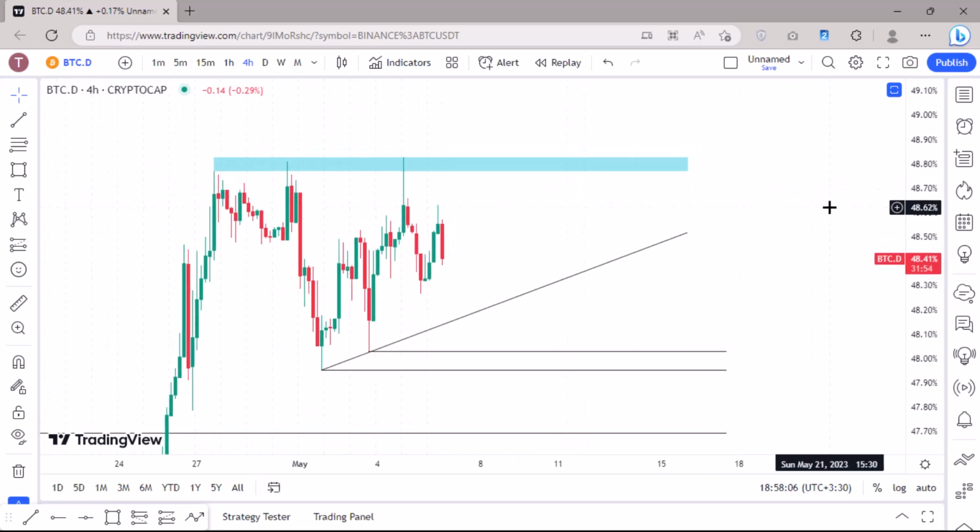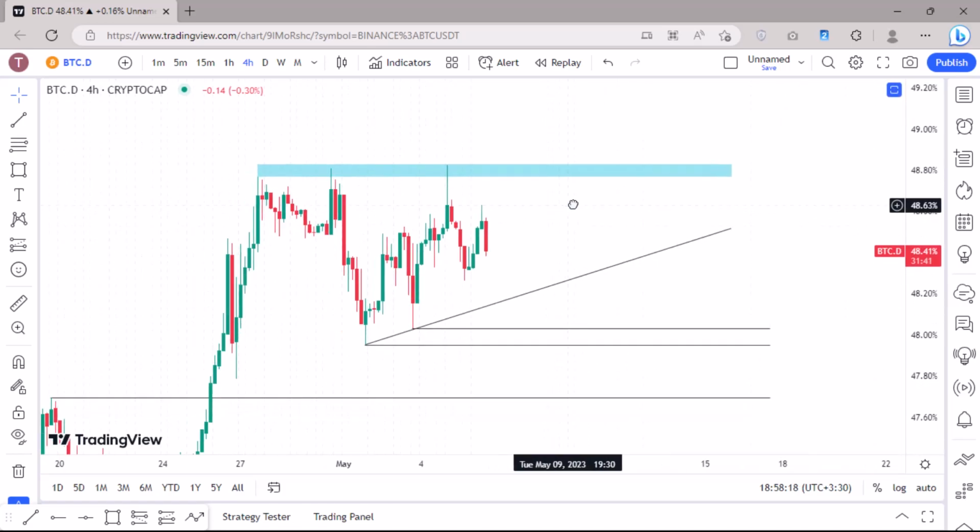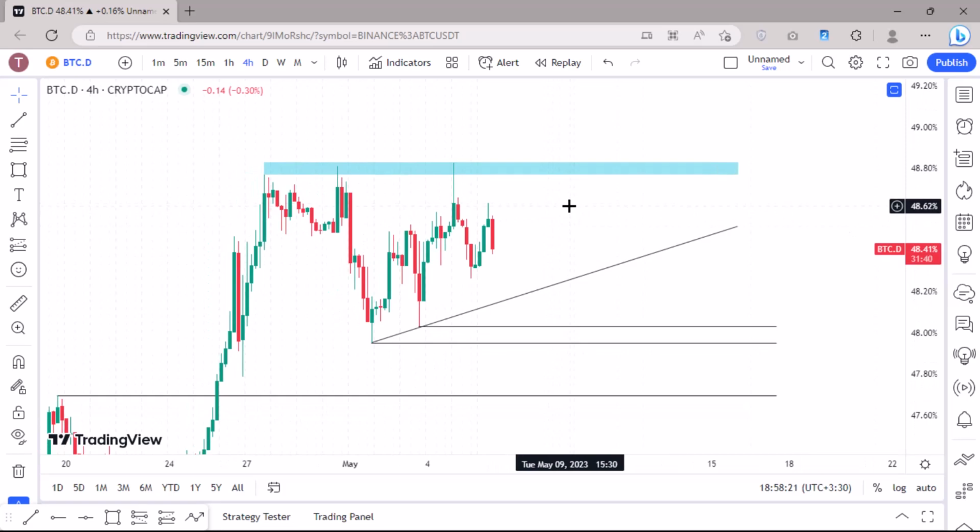That is the difference, that you can mix these analyses like Bitcoin dominance, USDT dominance, and Bitcoin itself, and even Ethereum. You can mix the analyses and get the result. Then you can trade based on them and get better results. Yeah, it was all about today's analysis of Bitcoin.